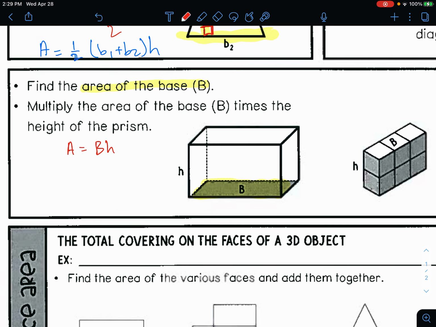You're probably more familiar with this one, which is volume equals length times width times height. And remember, this would be the length, and this would be the width. If you multiply the length and the width, you get the base. And if you multiply by the height, you get the volume. So it's just two different ways of doing the same thing.